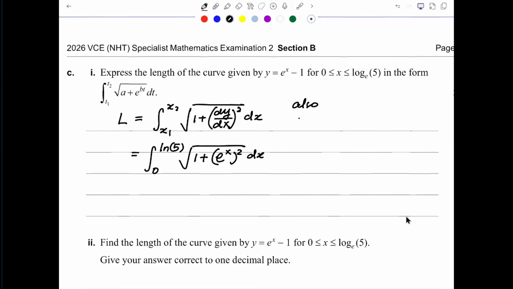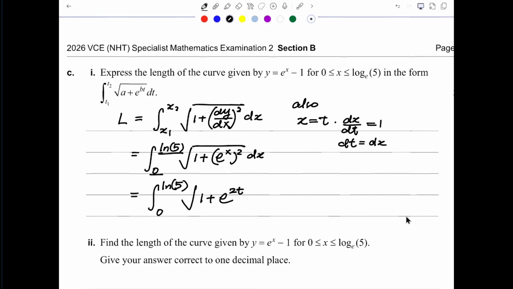Also, from the previous part, we knew that x equals t. So dx/dt equals 1, and dt equals dx. Therefore, the x values can be equated to the t value. No need to change. So we just get square root of 1 plus e to the power 2t, dt. Notice that this given form had a dt after, so don't drop your dx or dt along the way. And find the length of this curve.